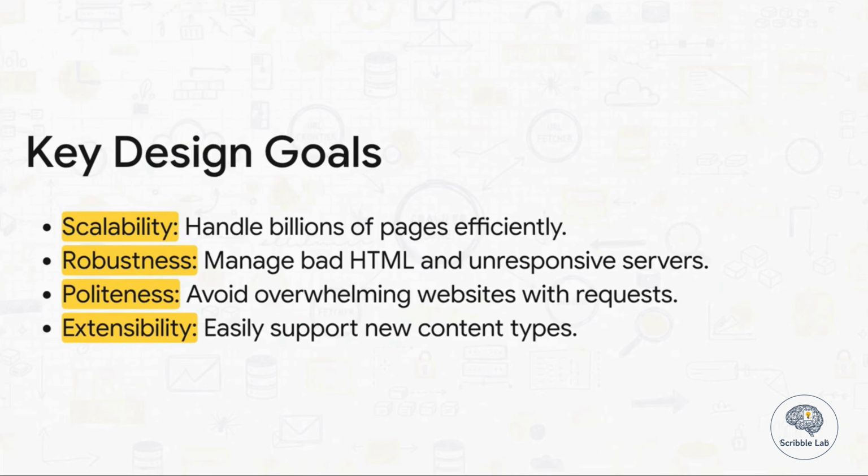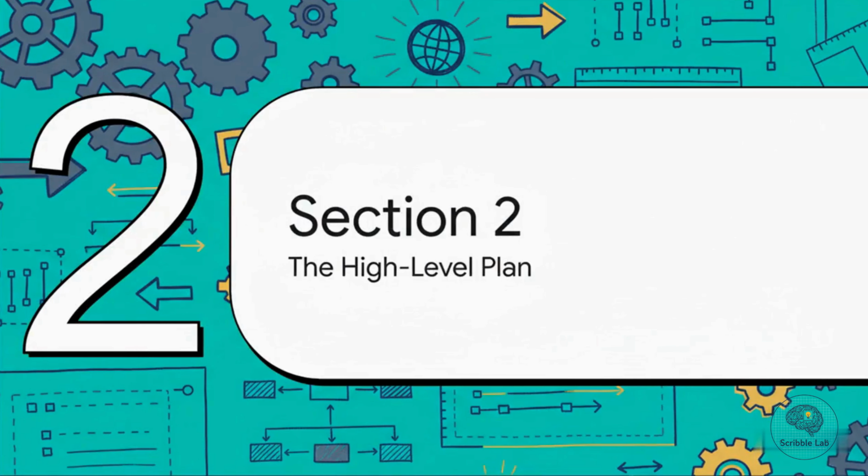So, these huge numbers lead us straight to our core design goals, our non-functional requirements. First, the system has to be scalable to even handle this fire hose of data. It's got to be robust because, trust me, the web is a messy, unpredictable place full of broken HTML and slow servers. And this is a big one. It must be polite. We can't just hammer websites with requests. That's a great way to get blocked. And finally, it has to be extensible because the web is always changing and we need to be ready for what's next.